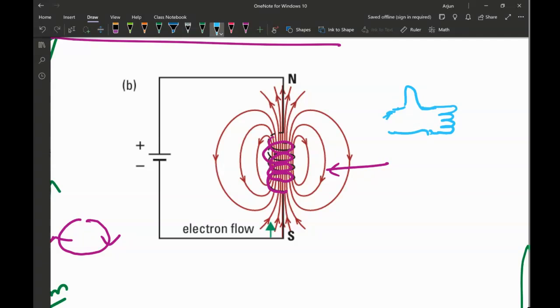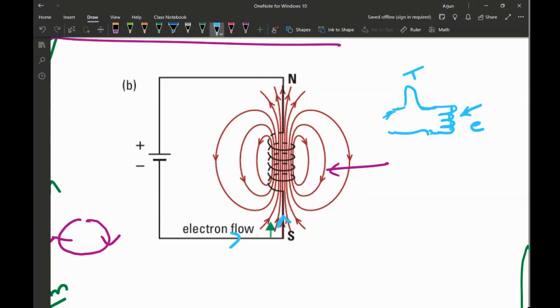Anyhow, whatever it is. So these are the electrons. Okay, and this is the thumb. And the fingers are representing the flow of electrons. So curl your fingers in whatever direction your fingers are getting curled. That will be the direction of the electrons. Whatever direction electrons are flowing, you will curl your fingers in that direction.